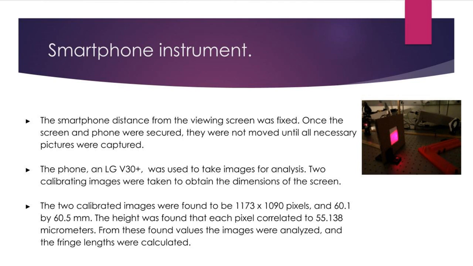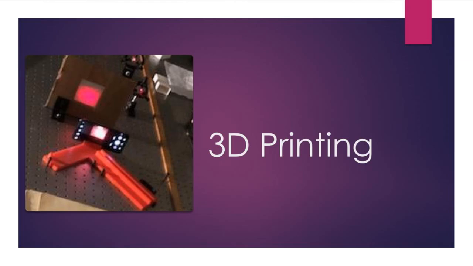The calibration images were found to be 1,173 by 1,090 pixels and 60.1 by 60.5 millimeters. The height was found that each pixel correlated to 55.138 micrometers. From these found values, the images were analyzed and the fringe lengths were calculated.